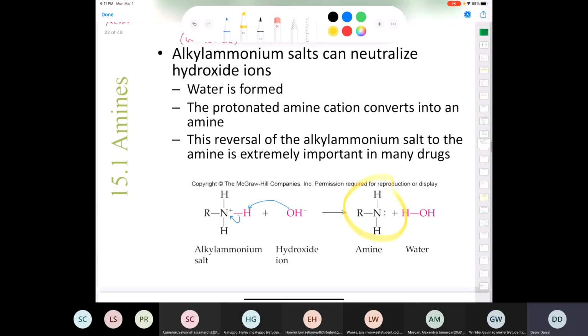What's the point? Well, the point is that when you ingest a drug, most drugs that are prescription drugs contain nitrogen. And in order for them to cross things like the blood-brain barrier or the intestinal walls, or to pass through the stomach or into the intestines, depending on where they might be in the body, you'll want the drug to either be in the protonated or deprotonated form, depending on the situation. And so the human body can actually take advantage of the fact that an amine can exist as a protonated or deprotonated form, depending on where it is in the body.